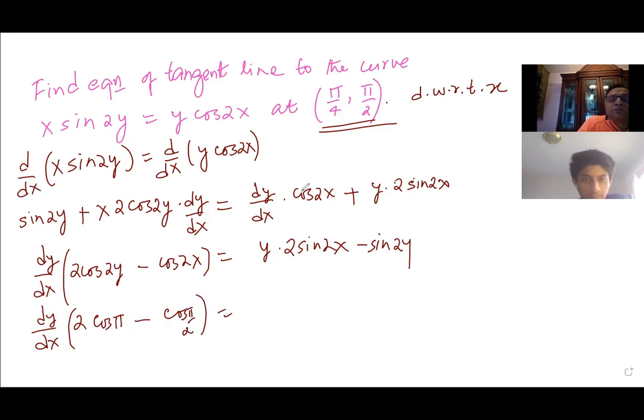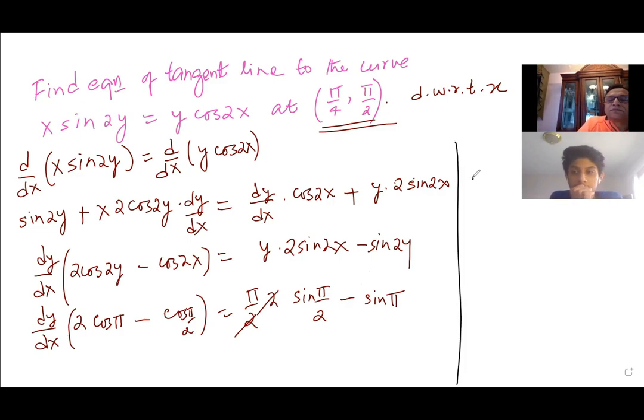The y value is pi by 2, times 2, so the 2s cancel. Sine 2x means sine of pi by 2, correct? Minus sine 2y means sine of pi. So that becomes your expression. Now, let's rewrite: dy/dx.